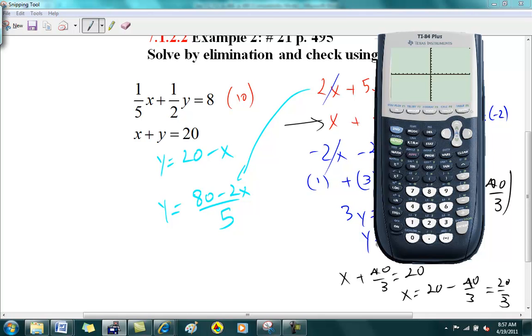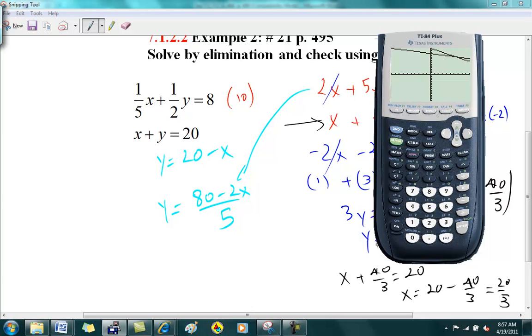Looks like I need to change my windows, obviously. The x is okay. Let's just change the y values, let's just go negative 20 to 20. I could do zoom fit as well, and that would have worked as well. So there are your two lines, and here's the intersection point right there.